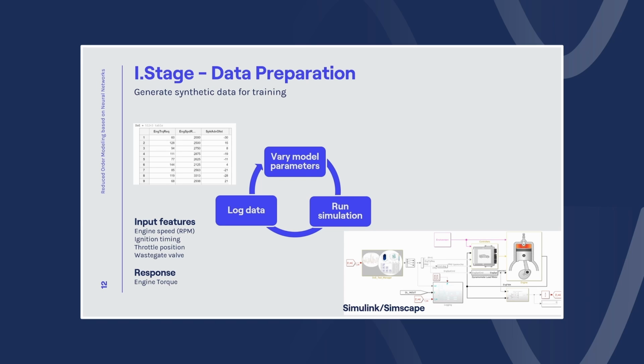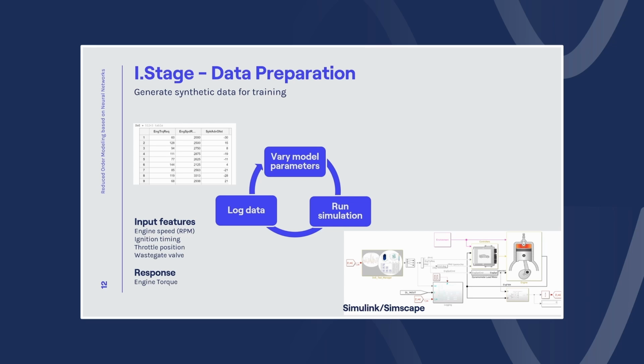There are various ways to get the data for your training. You could be using a public data set, you could be generating experimental data from a physical system, or you could also generate synthetic data from simulation models. MATLAB and Simulink allow you to do it in various ways. Today, we will be focusing on the data that's directly generated from Simulink and Simscape models.